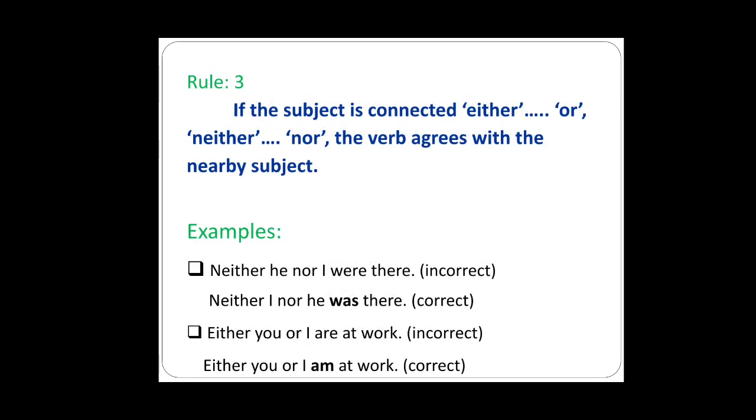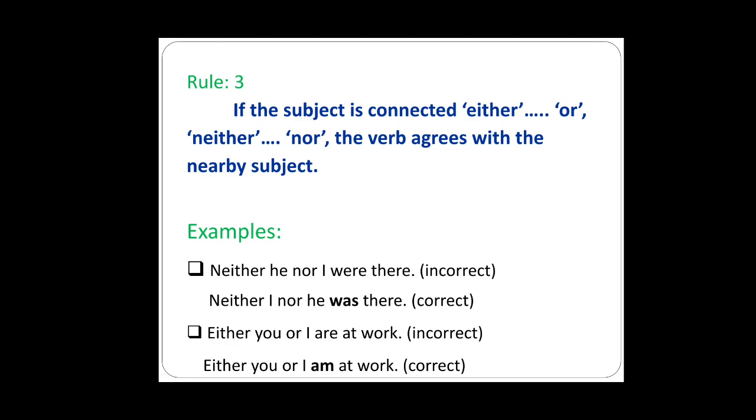Rule number 3. If the subjects are connected by either or, neither nor, the verb agrees with the nearby subject. Examples: neither he nor I were there. This is incorrect sentence. Neither I nor he was there. This is correct sentence. Because the verb was is singular, it agrees with the singular subject he.